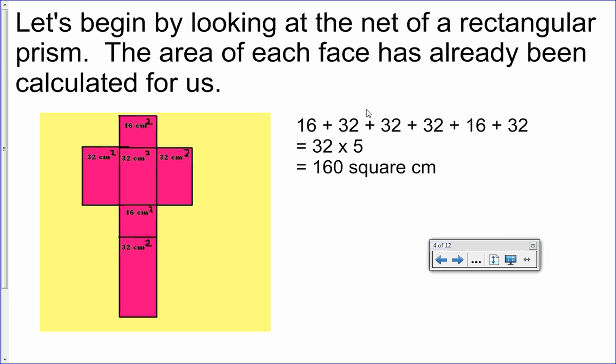What I found was that after you add 16 plus 16, you get 32. So that means that essentially we're multiplying 32 by 5. And that gives us 160 centimeters squared, or 160 square centimeters.